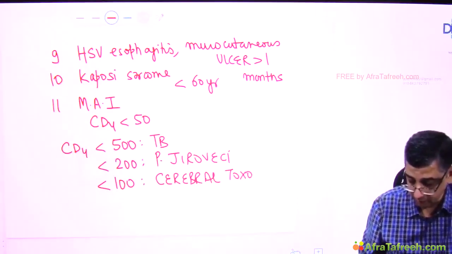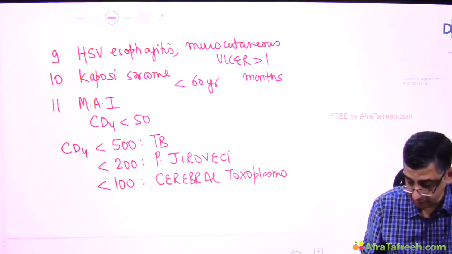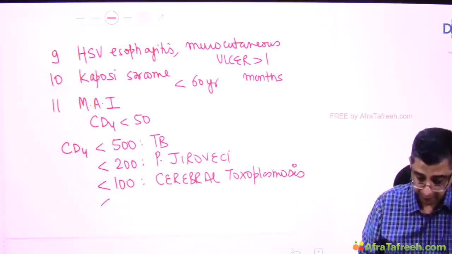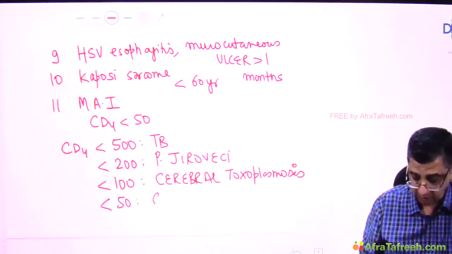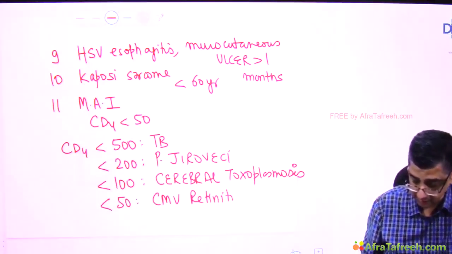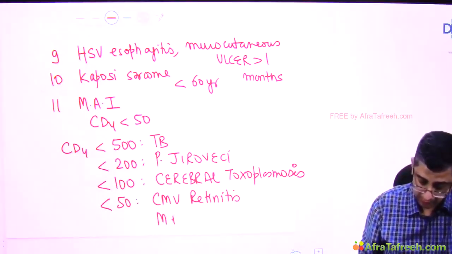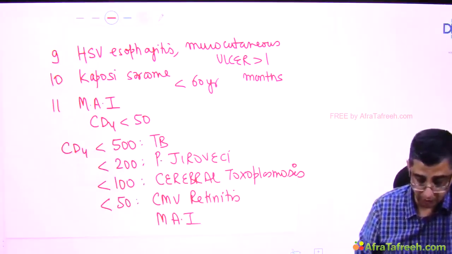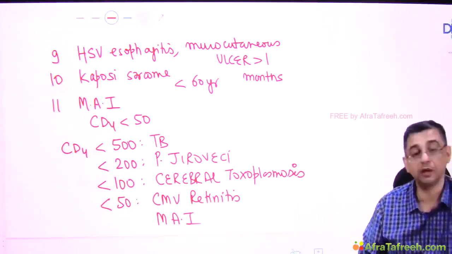We will look at an MRI and a CT head of these patients and identify and differentiate it from neurocysticercosis. And if the counts come down to 50, then the person can become blind. That is cytomegalovirus retinitis, or another one by the name of MAI, Mycobacterium avium intracellulare. So these are the dangerous infections that can occur in these patients.